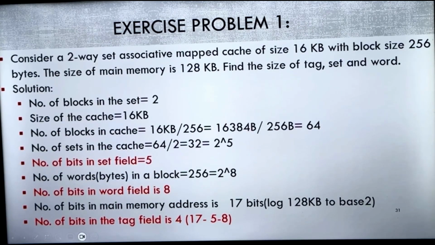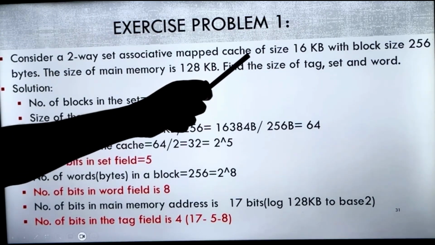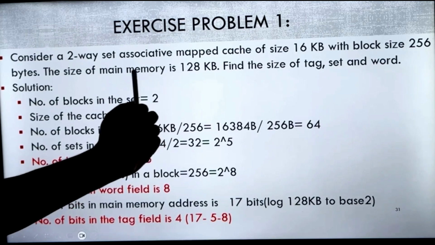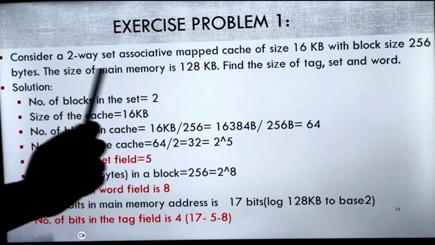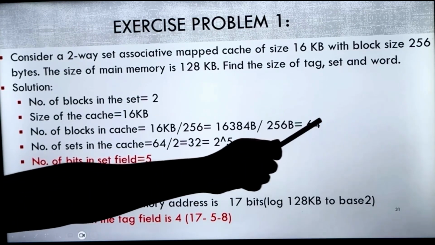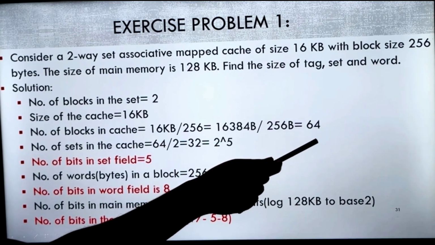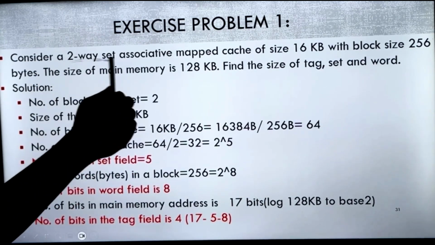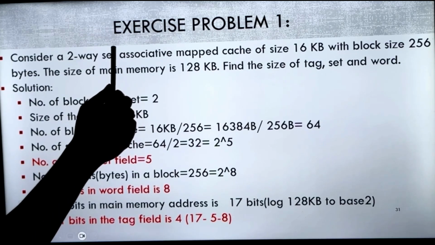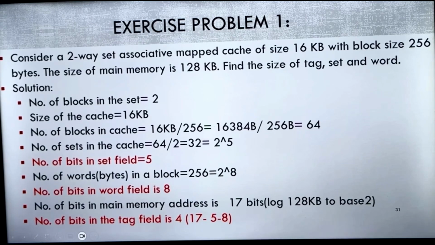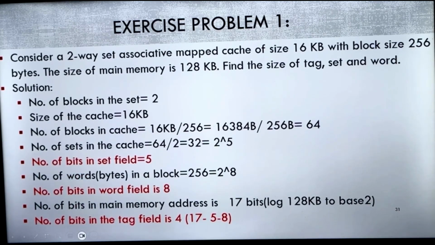You understood that? There are total 64 blocks. Because total size is given and the block size is also given. Just divide it, you will get the total number of blocks. So 64 is the total number of blocks, but this is not the set size. How many sets will be there? Two-way set associative means in each set you have two blocks. So if you have 64 blocks, you have total 32 different sets, right?